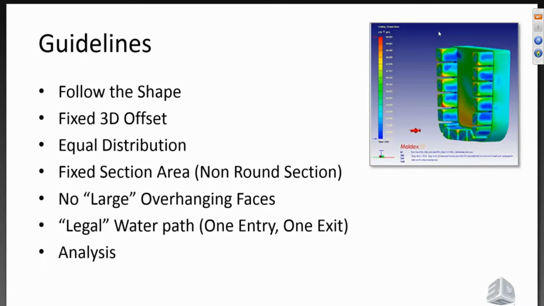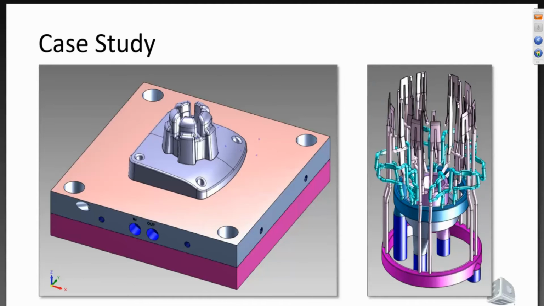And finally, we're throwing in there analysis as part of our guidelines. If we go through the work of developing these water lines and following these rules, we want to make sure that it's doing what we would anticipate it to do. Using an analysis software such as Moldex, it helps us to see that we're getting all the heat out uniformly, we're not leaving hot spots. That's a big part of knowing that our design is successful for what we want to accomplish. Those guidelines will come up again and again as we go through the presentation and make sure that we point those out. Let's look at a case study here.